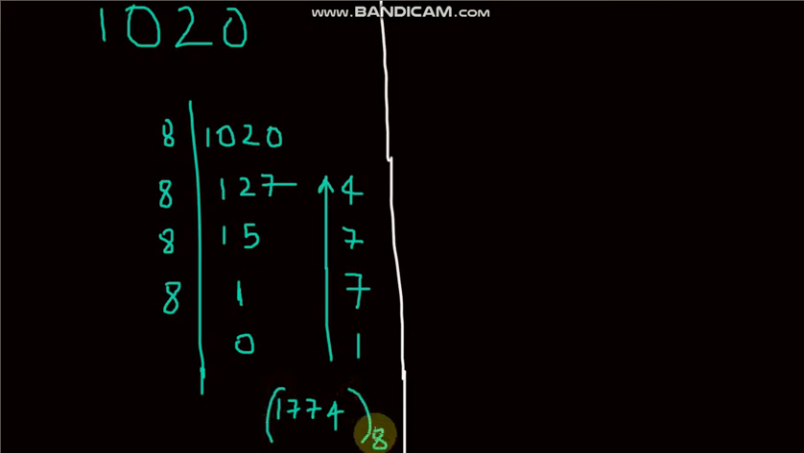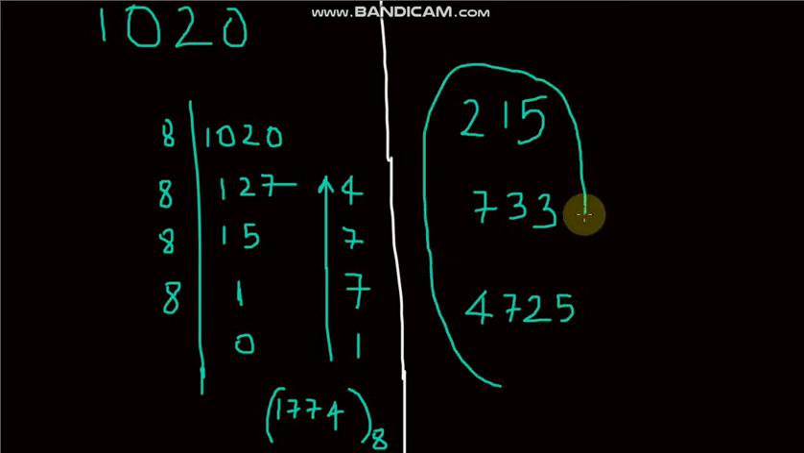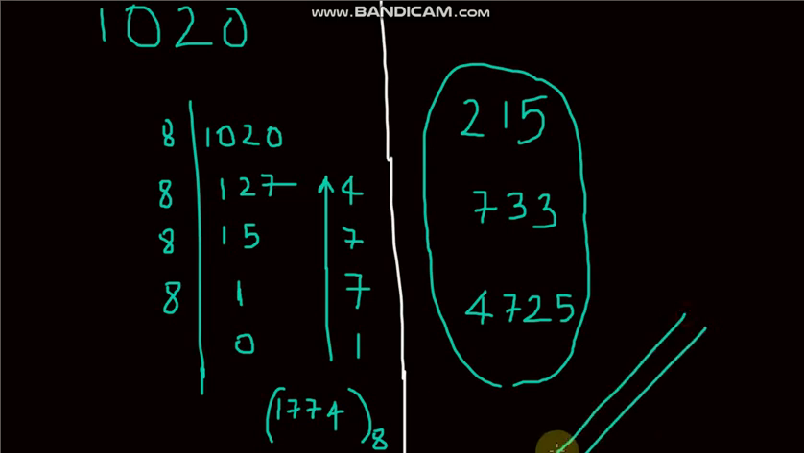It was so simple. Now for you guys, I have some questions right here. What you have to do is convert the decimal into octal, and here are the questions. The first question is 215. Second is 733, and the four digit number is 4725. So this part is your homework. So hope you get the answers, and write down the answers in the comment section below. And if you have any doubts, you can ask me in the comments given below.